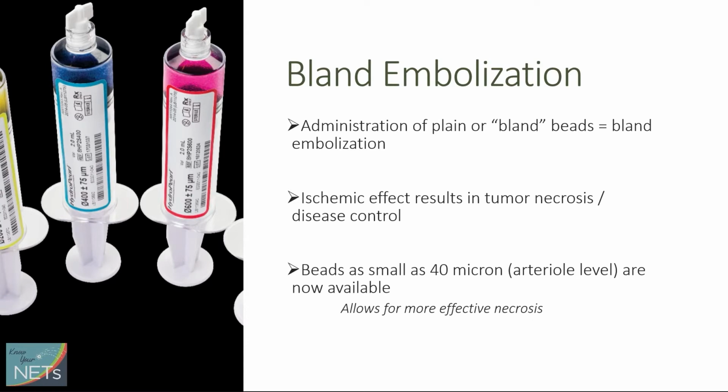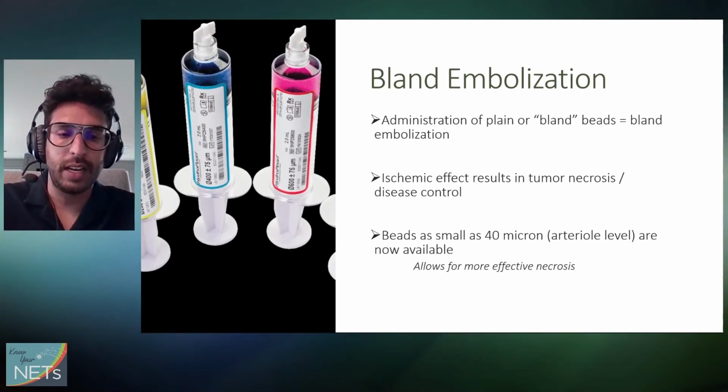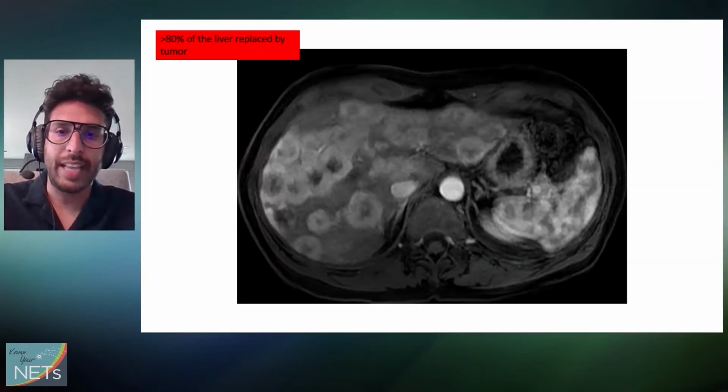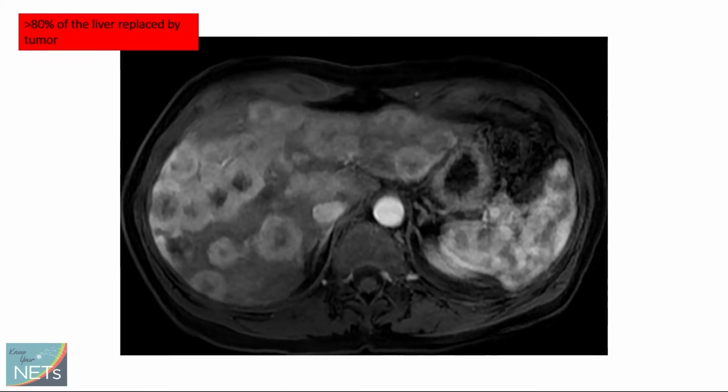These are 40 microns. So we're talking at a very, very small level. We can really cause what we call ischemia or necrosis, or basically tissue death of those tumors. So what does that look like? Here's an example. Here's a patient who has greater than 80% of their liver replaced by tumor. And you can see there all those basically white, bright objects in the liver.